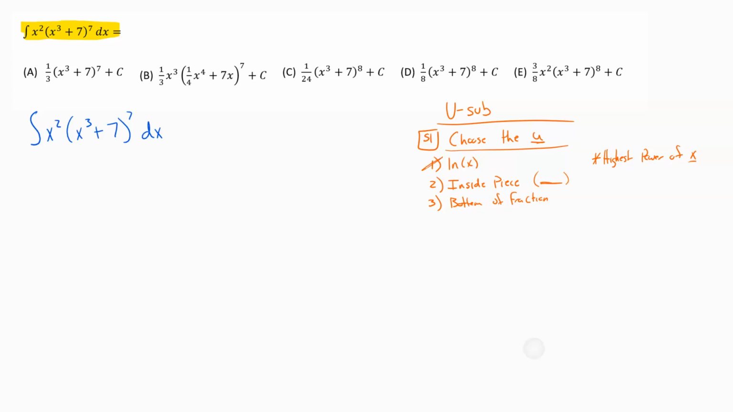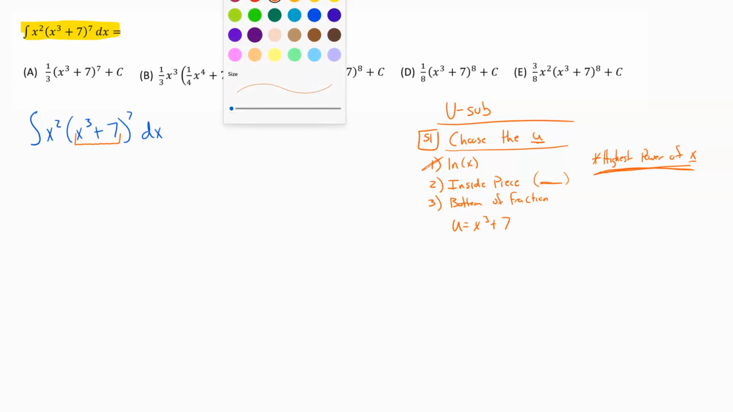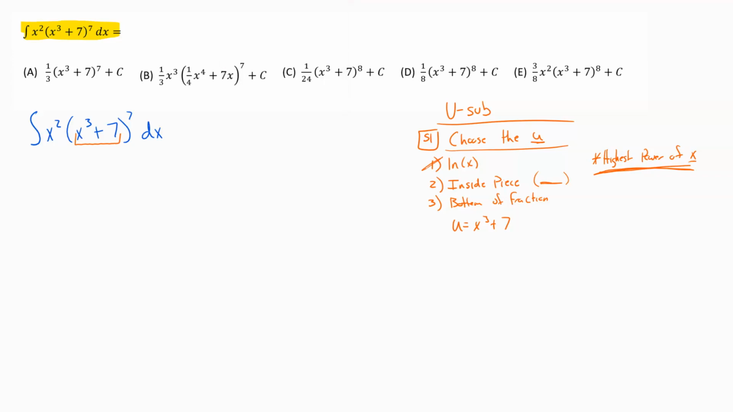Then option 2 would be the inside piece. And sure enough, I have this x to the third plus 7 inside that 7th power. So I would choose x to the third plus 7 as my U. It also is the piece that has the highest power of x. I've got x to the third inside those parentheses and an x squared outside of them. Once you have found your U, step 2 of the process is always the same.